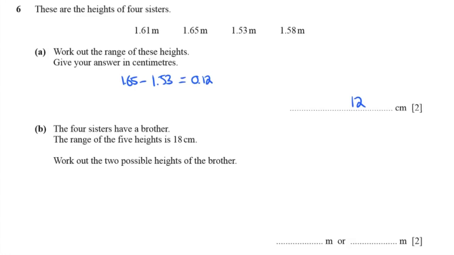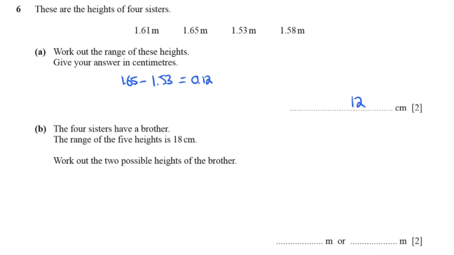The 4 sisters have a brother. The range of the 5 heights is 18. Work out 2 possible heights of the brother. Well, notice that the range is 12 centimeters. Now the range is 18 centimeters, which means either the brother is going to be taller than all the sisters to extend the range, or the brother is going to be shorter than all the sisters to extend the range.